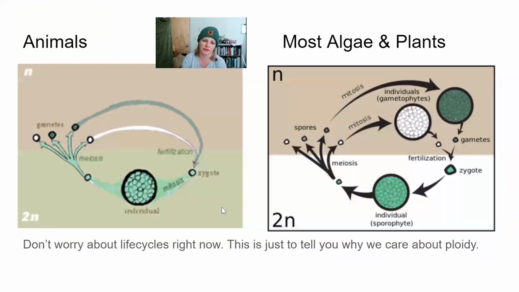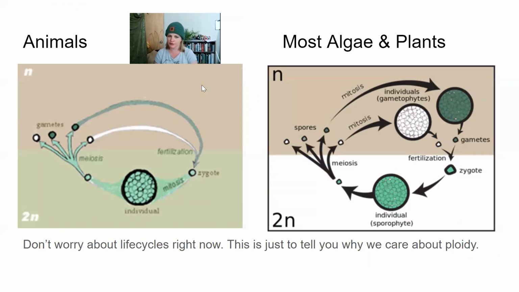Let me go back to this slide that I skipped over really quickly. We don't need to know life cycles for this class. That's something you'll spend a lot of time on when you get to 182. But I did want to point out that this gives us a little bit of context of why we talk about haploid and diploid, and we're going to talk about it more later on.